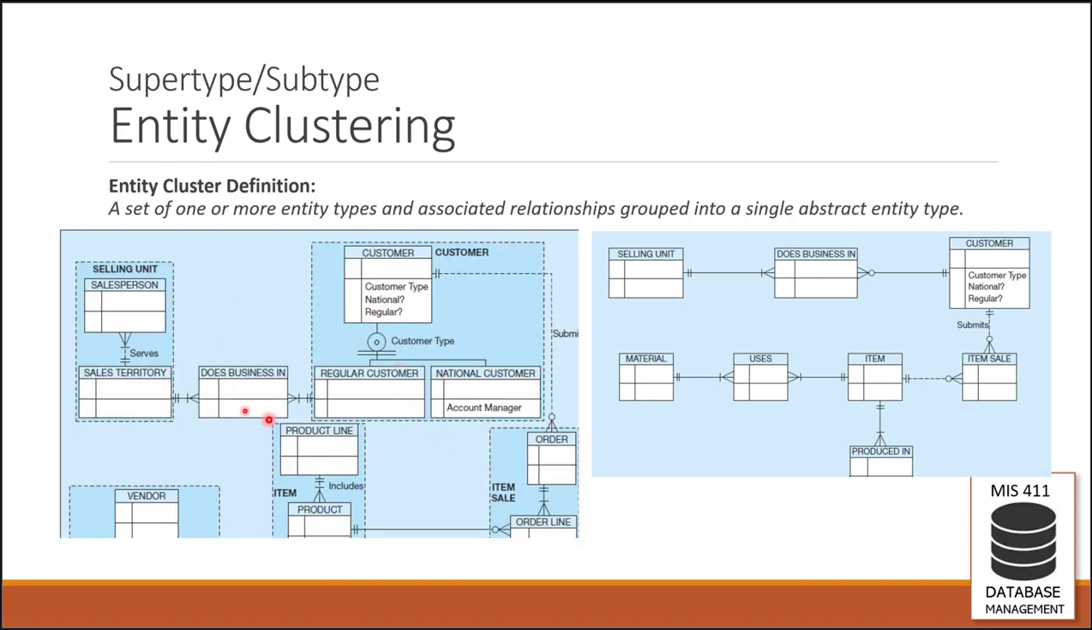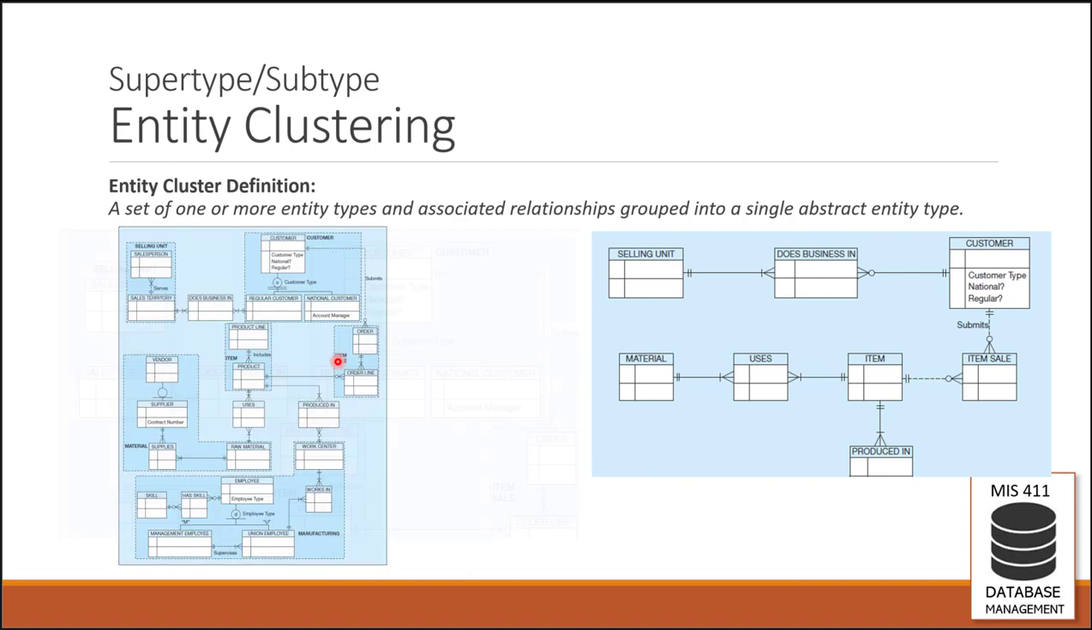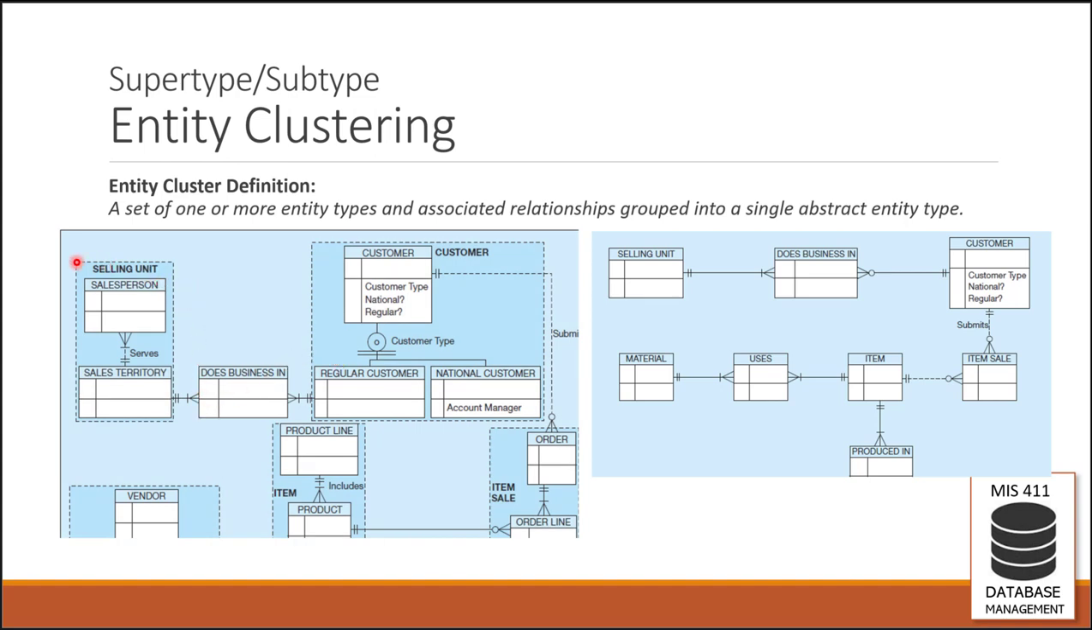And so if we zoom in, essentially, this is the same image, just zoomed in. What we can do is draw out this dotted line around related entities, and we're calling this a cluster, and we'll give it a name, like in this case, we call it selling unit. And then we take note of what the relationship is that relates it to the rest of the ER diagram. So in this case, a salesperson serves a sales territory, has a one-to-many relationship to does business in.